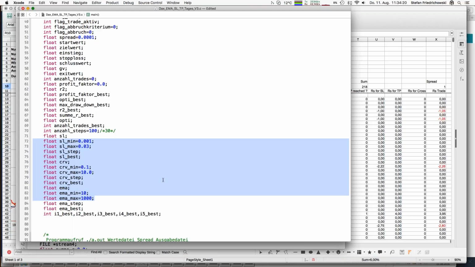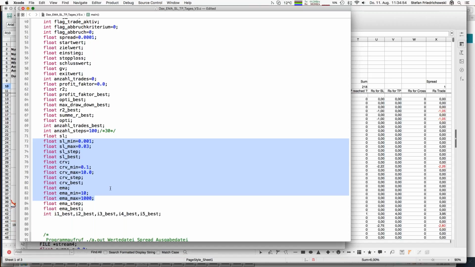I have numbers as being the search space. For example, I use for stop loss a minimum of 0.1% and a maximum of 3%. This CRV value here is the risk-reward ratio, and I have here numbers between 0.1 and 10. And I use EMA values between 10 and 1000.